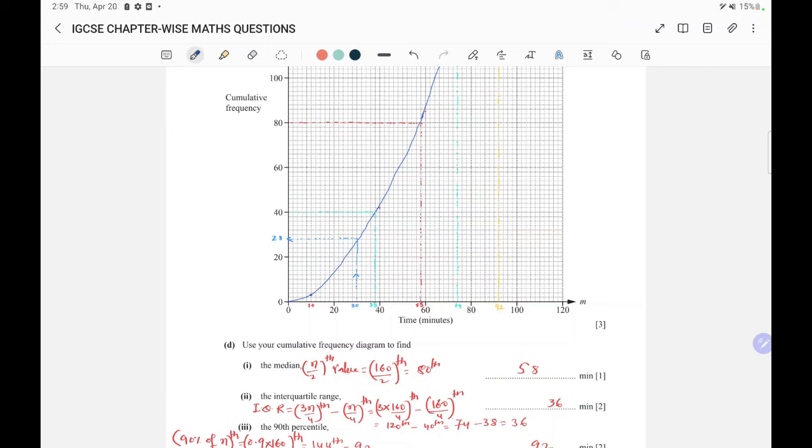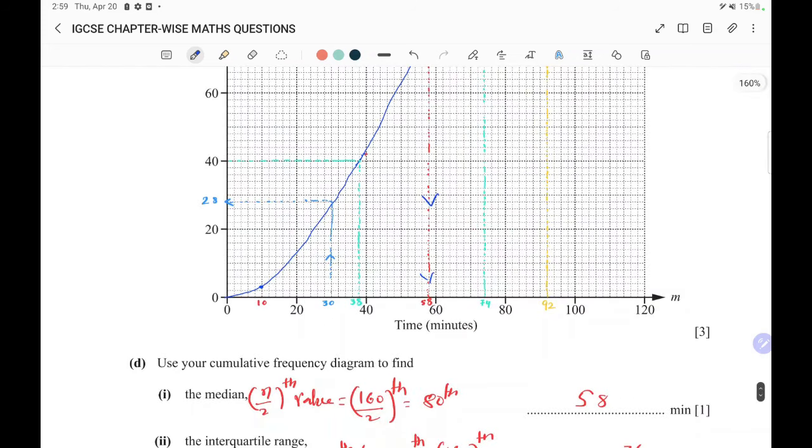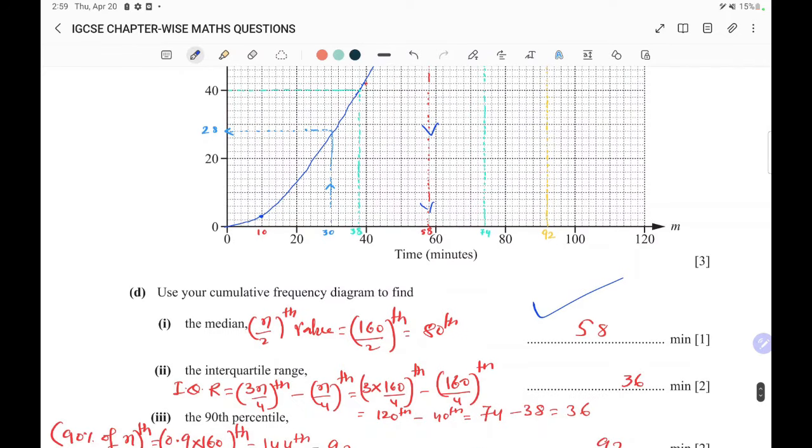Median is the n by 2th value. So 160 over 2, that's the 80th value. So just draw this horizontal line and it will intersect the curve. Draw a vertical line. This is 58, right? So the answer is 58.